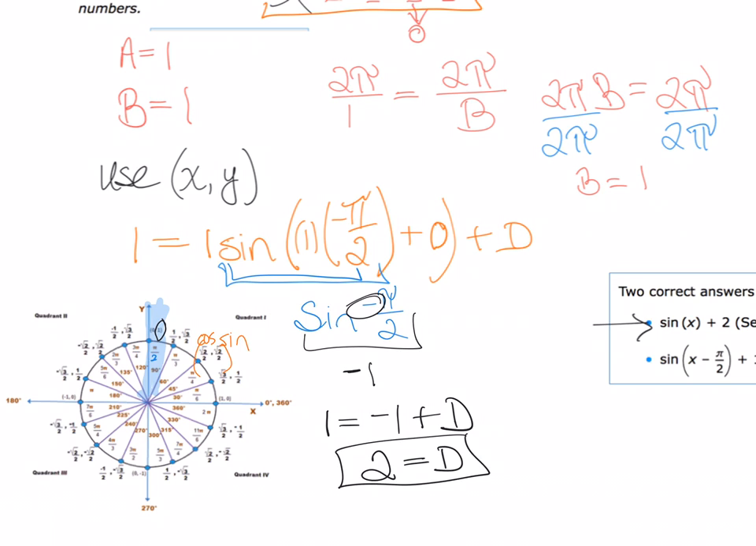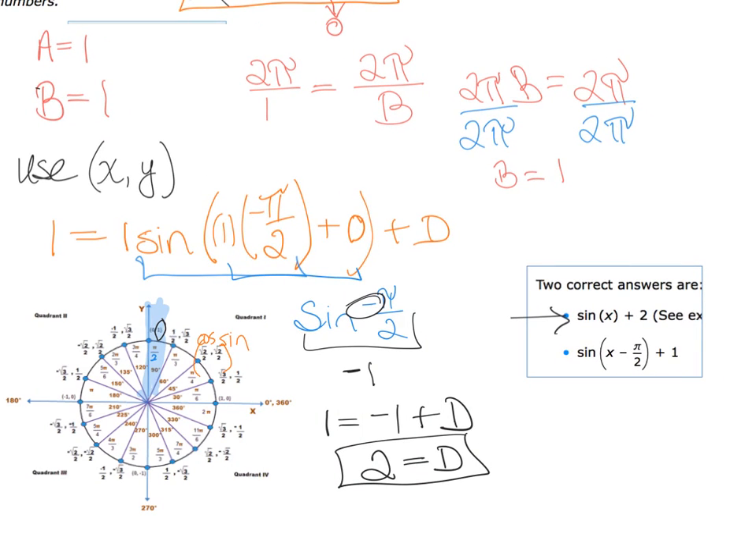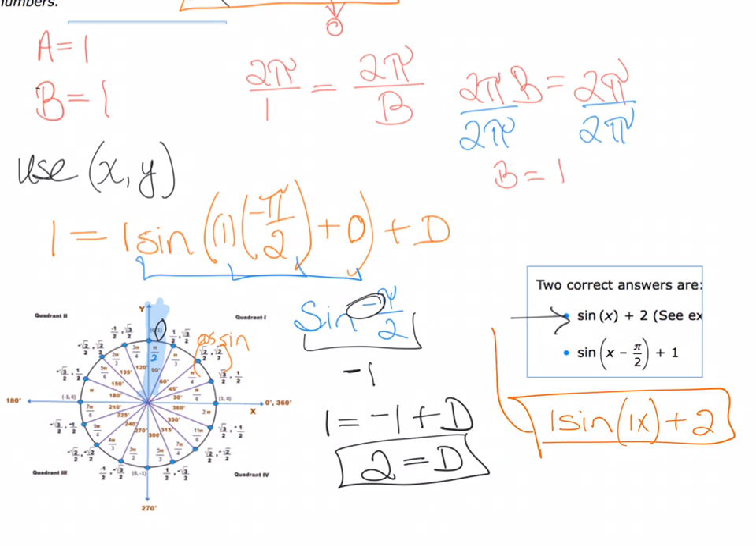So now we've found everything we could possibly need to write this equation. I'm going to write it over here. I have the amplitude of 1, which is 1 sine, b, which is 1x, and I'm letting c be 0, so we're not even going to write anything there, and my d, which is plus 2. So you can see that that is one of your choices with IXL.